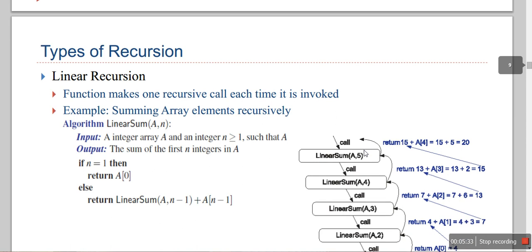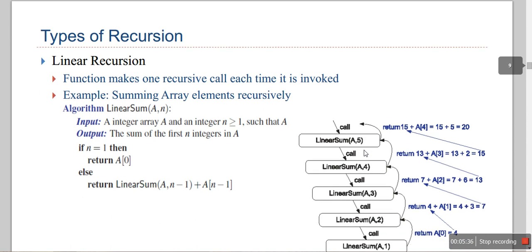Types of recursion: there is linear recursion, where the function makes one recursive call each time it is invoked. An example is summing array elements recursively, the linear sum algorithm. Its input is an integer array A and an integer n greater than or equal to 1. The output is the sum of the first n integers in the array. If n is equal to 1, that element is the first element of the array, so return A of 0. This is our base case.